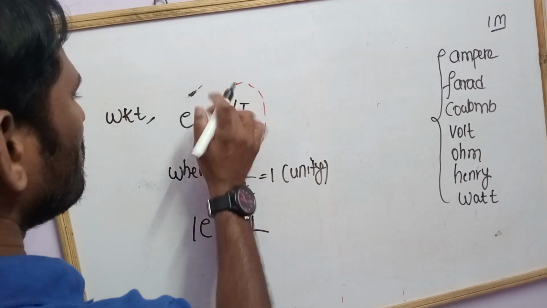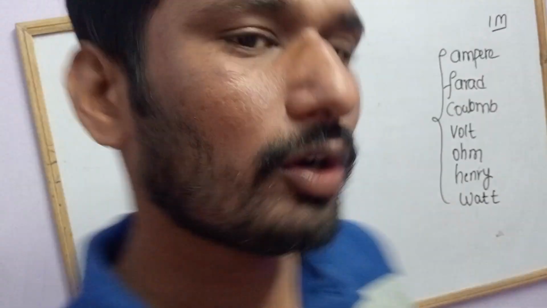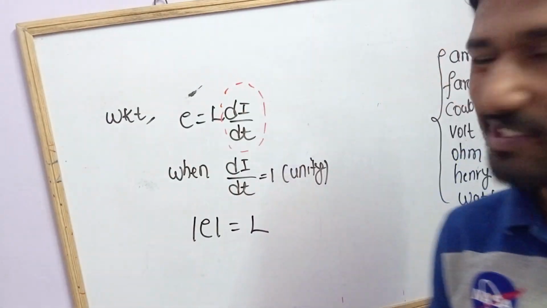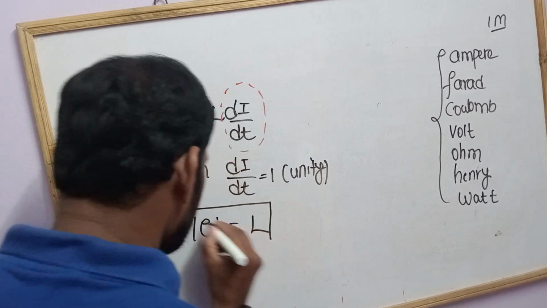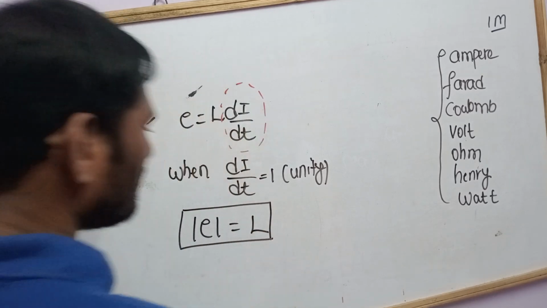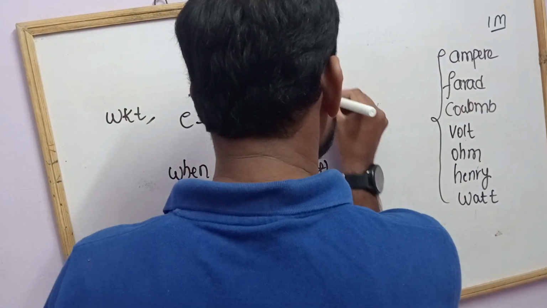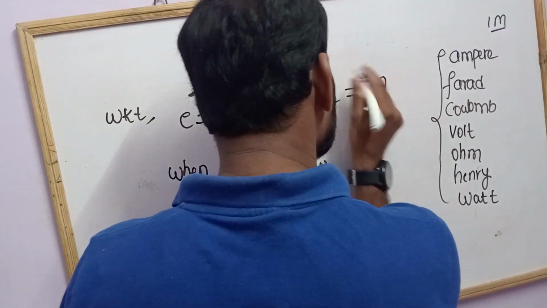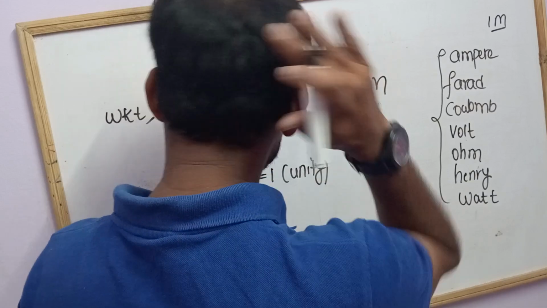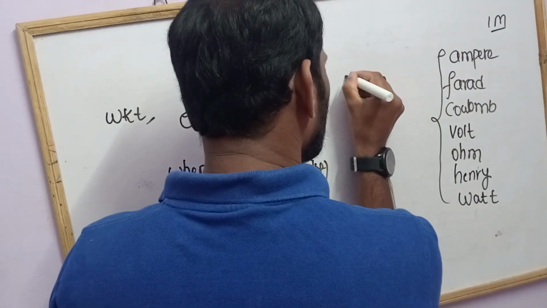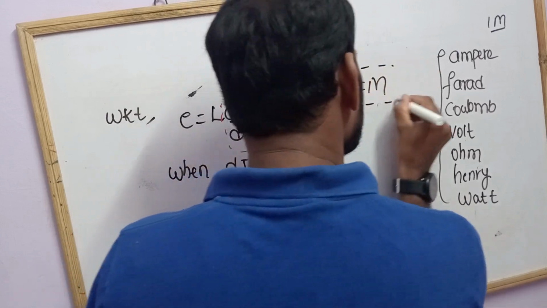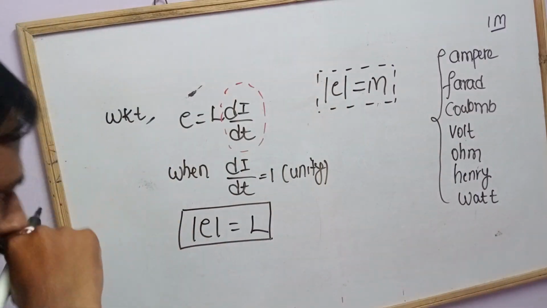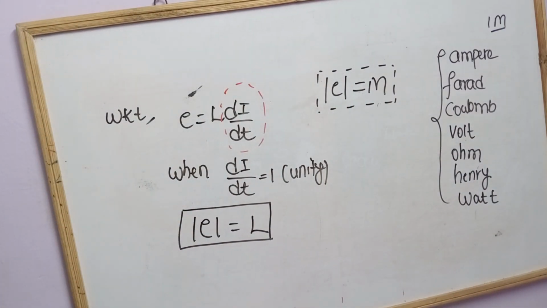Why I have taken modulus means in equation actually minus will come. We will ignore that negative sign in many of the cases, but we will take modulus. Okay, the induced EMF is numerically equal to the self-inductance of the coil. Similarly, in mutual inductance also the induced EMF is numerically equal to the mutual inductance, like this. So what is this 1 Henry? How you will define this 1 Henry?